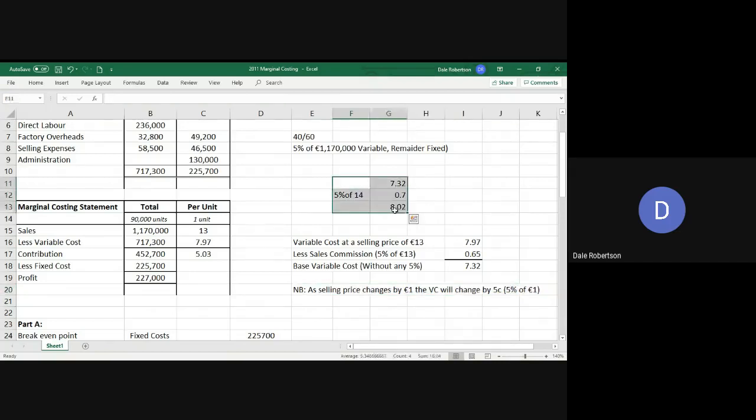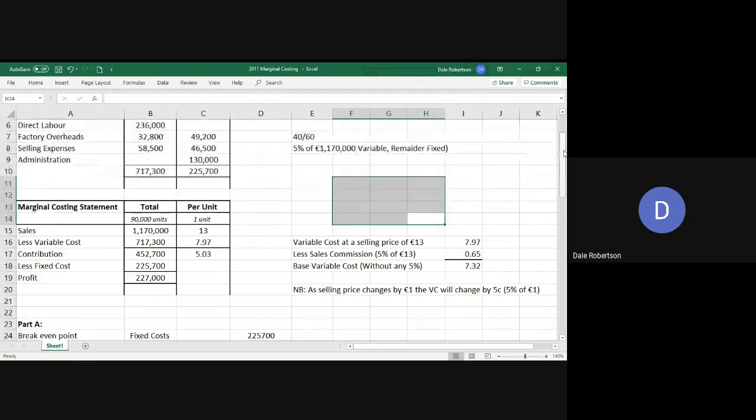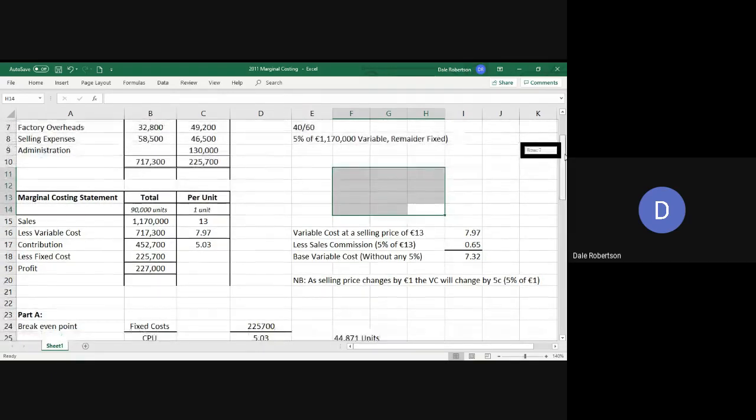And there's two ways of calculating that. You either take the base variable cost, what we've just done there, and we add on 5% of the new selling price, or you can just say, well, if that's gone up by €1, the other will go up by 5 cent, and vice versa, down by the relevant amounts as well. That's the full setup. Now, that allows us to motor through some of these questions.